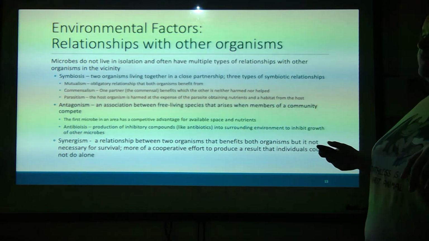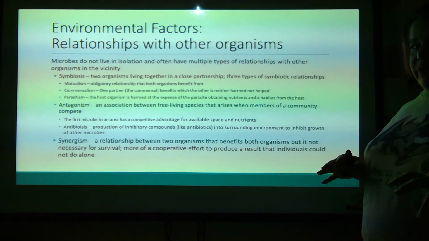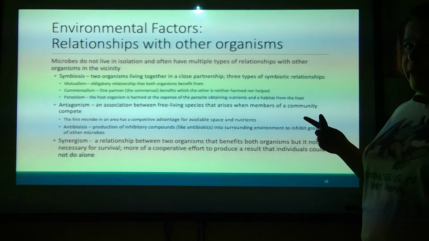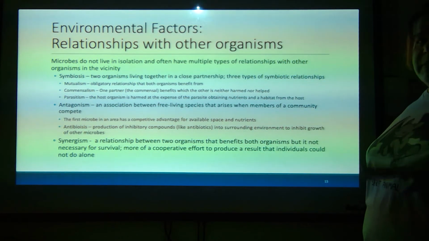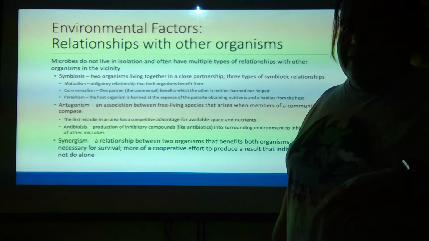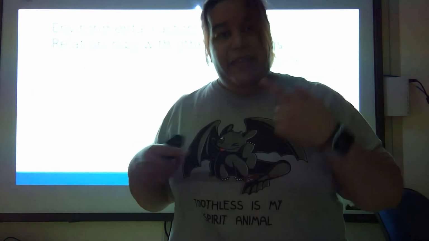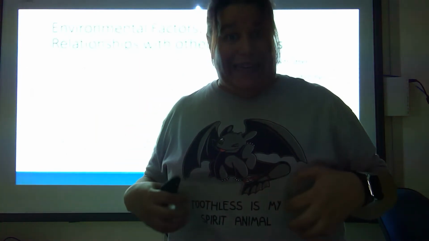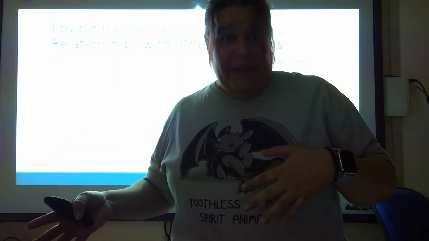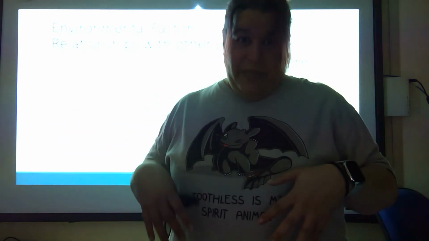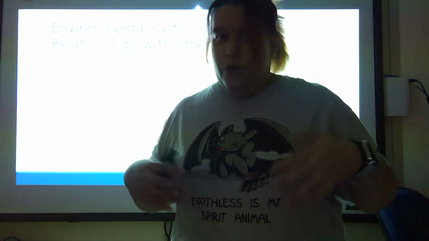So, symbiosis, two organisms living together in a close partnership. There are three types of symbiotic relationships. Now, I said partnership, right? So, mutualism. It's an obligatory relationship that both organisms benefit from. We have bacteria in our gut that benefit from eating what's in our gut as it's going through, and we benefit because their waste products are usually vitamins that we need. So, they're there, but we benefit from them being there. They're there and they benefit from being there because they're getting nutrients from us as well. That is mutualism. They don't hurt me, I don't hurt them.